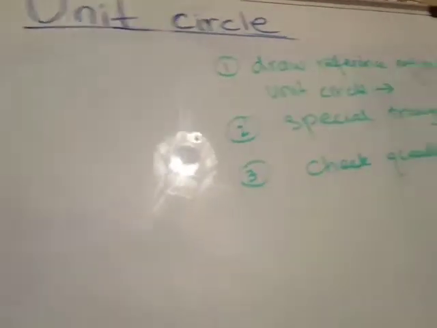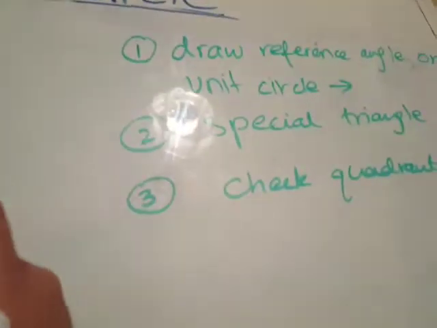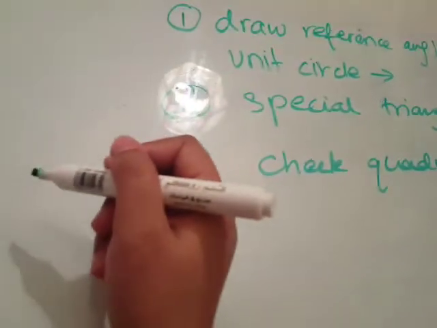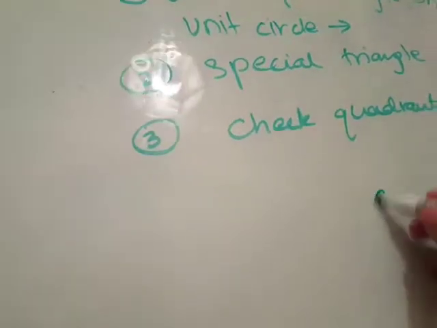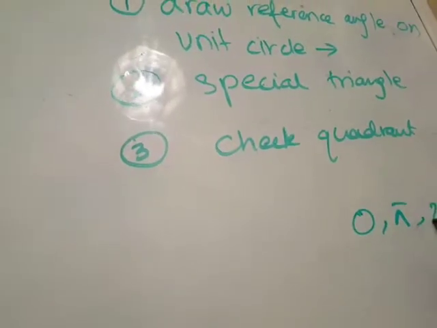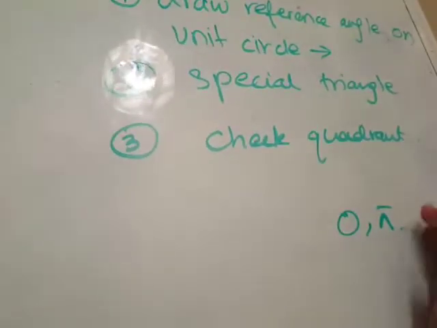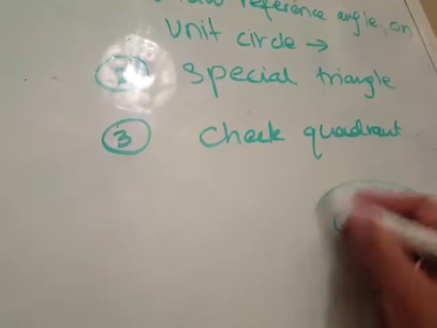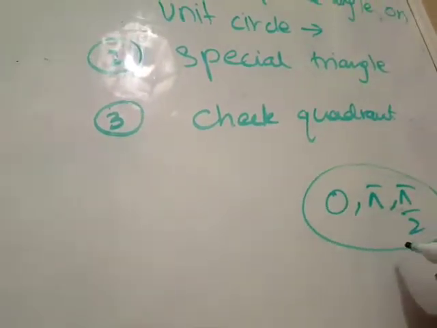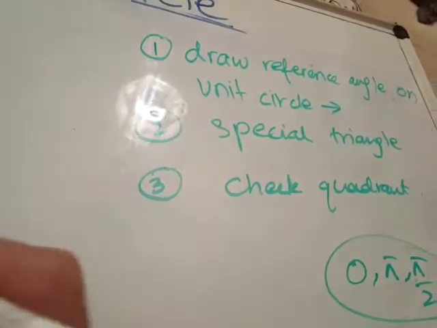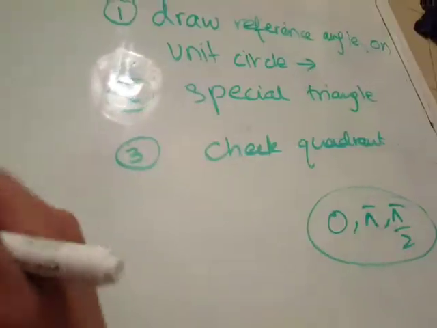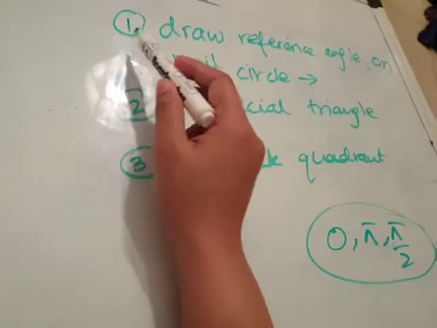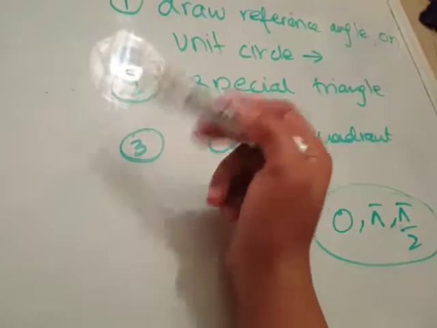Now let's talk about what happens if the angle is not a multiple of 0, pi, or pi over 2. If it's not a multiple of any of these numbers, how can you actually find the exact value? There are 3 steps, and I'll teach you each and every step in detail, okay?